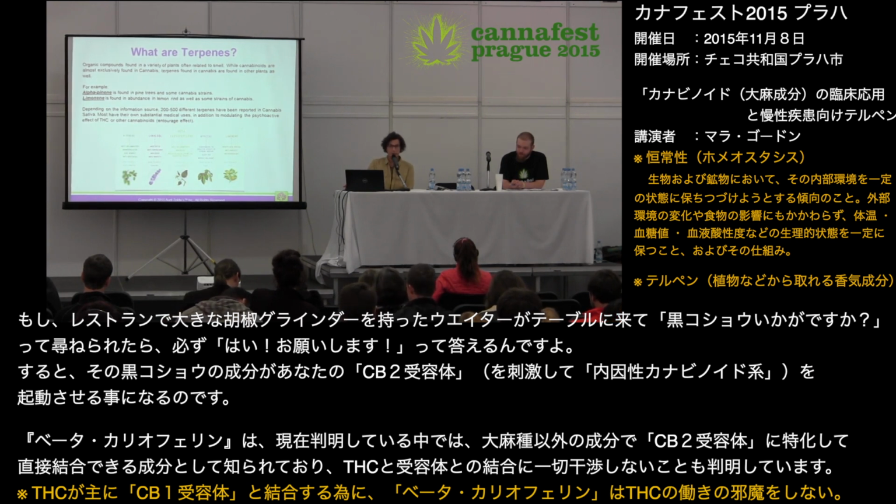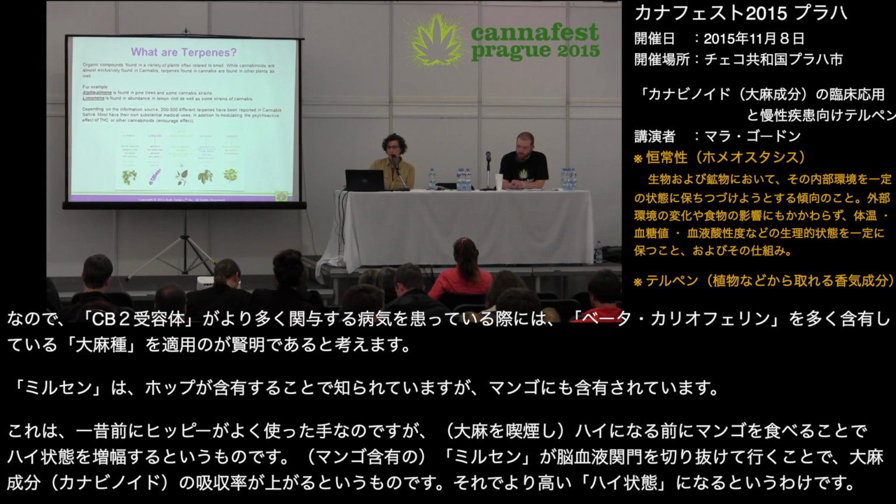Beta-caryophyllene is one of the only known substances outside of cannabis specifically that acts directly on the CB2 receptor sites without interfering with the uptake of the THC. So it's very, very helpful for that. So we look for strains that are very high in beta-caryophyllene, especially if we're dealing with diseases where there's a lot of CB2 receptor sites.